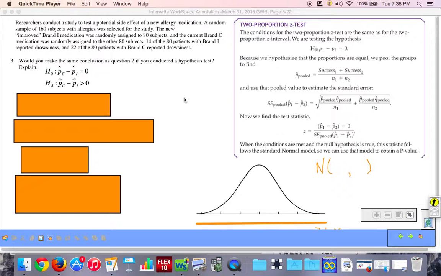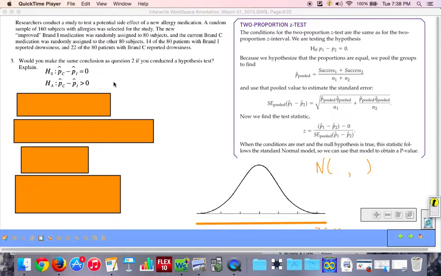So in question 3, they ask us, would you make the same conclusion as question 2 if you conducted a hypothesis test? And just a reminder of what our conclusion was in question 2. Our conclusion was there is not sufficient evidence because 0 is contained in the interval. There may be no difference in the proportion of drowsiness reported between brand I and brand C medication. So let's see if we get the same answer.